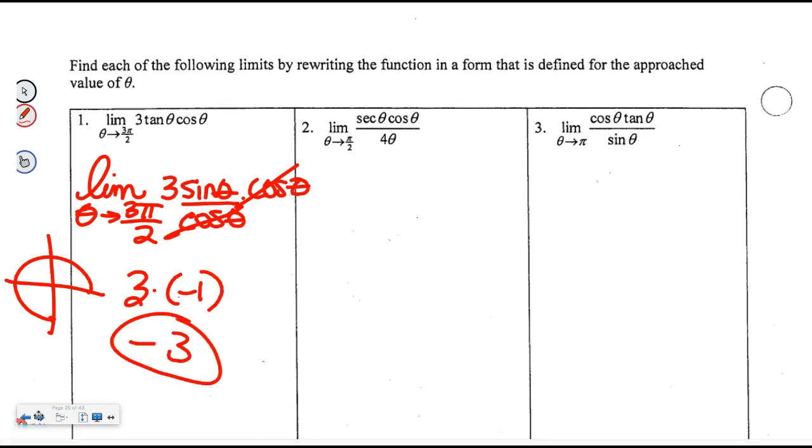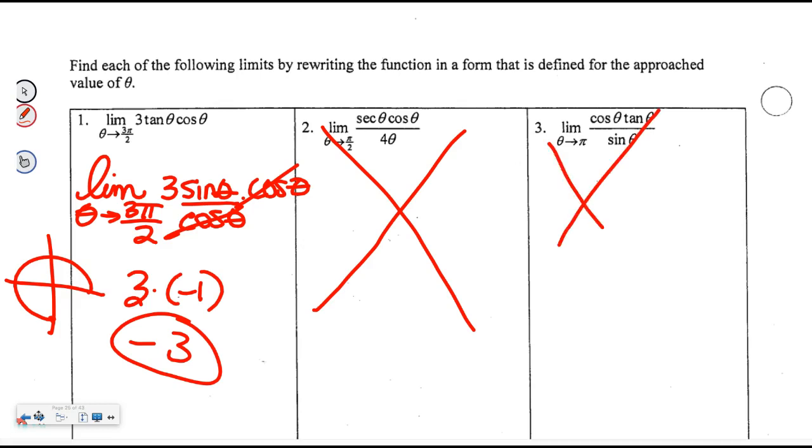We're going to skip this guy. I think we'll skip this guy. What do you think I'll rewrite on that one? Sine over cosine. Yep, so I'm going to skip that.